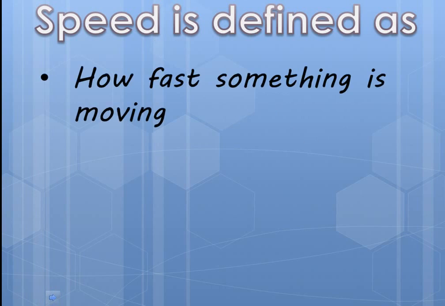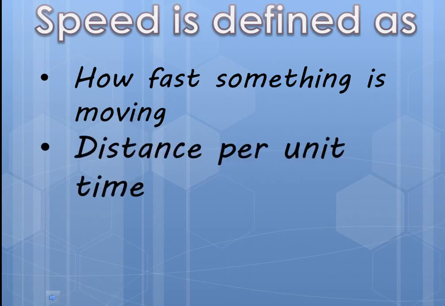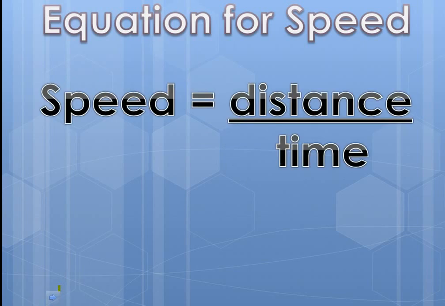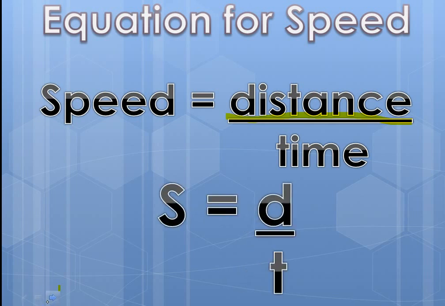So speed is defined as how fast something is, and that's probably how you defined it in the past. But now the more technical term for that is distance per unit time. That's the technical term for it, okay? The equation for speed is going to be exactly what we just said. Speed is distance divided by time. The abbreviation for that, so speed is going to be S, distance is D, and time is T. So you're going to need those abbreviations. You will be given this. This is on your formula sheet, okay? But you're going to need to know what all these mean.